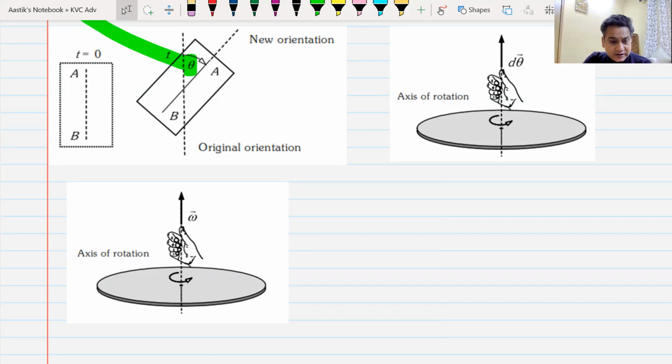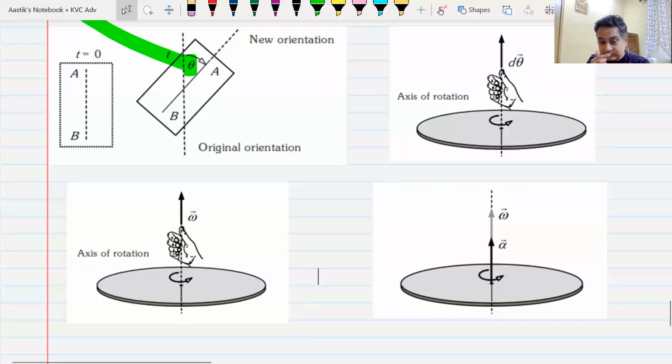Alpha is also an axial vector. If alpha and omega are along the same axis, the value of omega will increase. Do we understand this? Yes, sir. If they are in the opposite direction, omega will decrease. Yes or no? Yes, sir. That means we are doing the same thing for rotation that we were doing for translation, or in circular motion. The same equations are still valid. We have done it before, just now. Yes or no? Yes, sir.